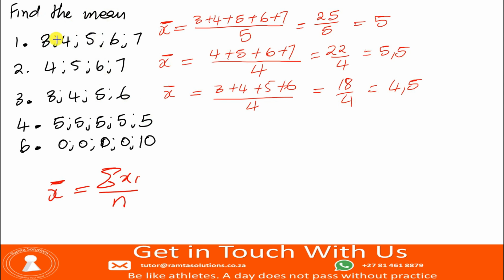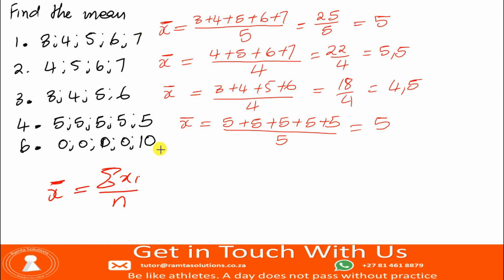Now, let's look at number 4. Our mean is the sum of values in a data set. This is 5 plus 5 plus 5 plus 5 plus 5 all over how many values are here? 5 values. So what is our mean? It is 5. I hope you guys now see how the mean works.